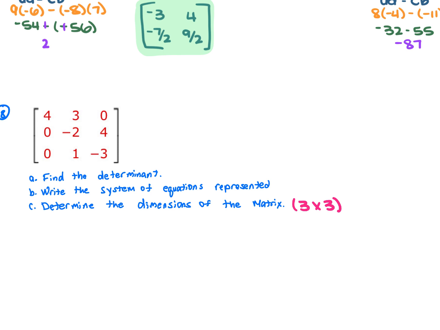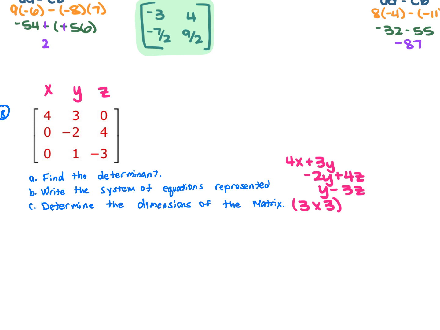For the system of equations, well, we don't really have a system of equations here because we don't have answers. But we could give the expressions represented from the matrix. Remember, these are your x values, your y values are in the middle, and then your z values would be to the far right. So that would give you 4x plus 3y, negative 2y, plus 4z, and y minus 3z.